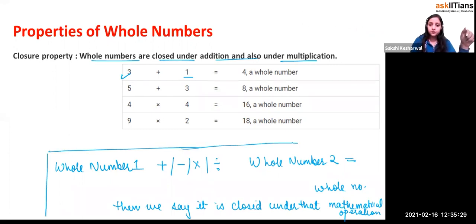So you just see, if you take any whole numbers, like 7 plus 8, 7 plus 8 is what? 15. 7 is a whole number, 8 is a whole number, so 15 is again a whole number, right? You take 4 into 4, 4 is a whole number, 4 is a whole number, multiply, your answer is a whole number. You take 9 into 2, and the answer is again a whole number. This is what a closure property means. Take a whole number and apply the mathematical operation, the answer has to be a whole number. That is why we say that the whole numbers are closed under addition and multiplication, right?